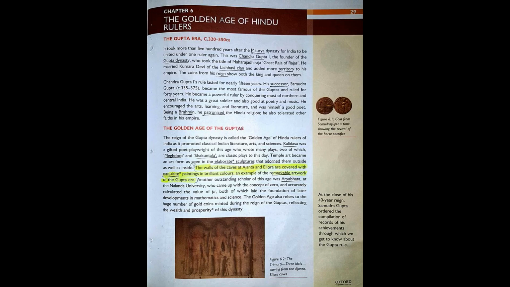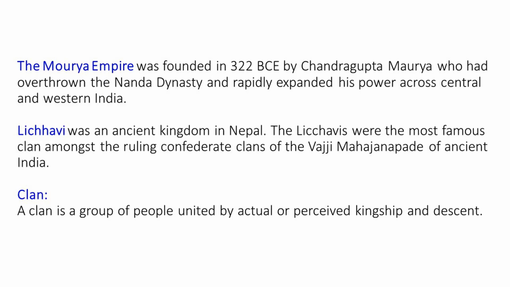So it took more than 500 years after the Maurya dynasty for India to be united under one ruler again. This was Chandragupta I, the founder of the Gupta dynasty, who took the title of Maharajadhiraja, great Raja of Rajas. He married Kumara Devi of the Lichavi clan. Lichavi was an ancient kingdom in Nepal.